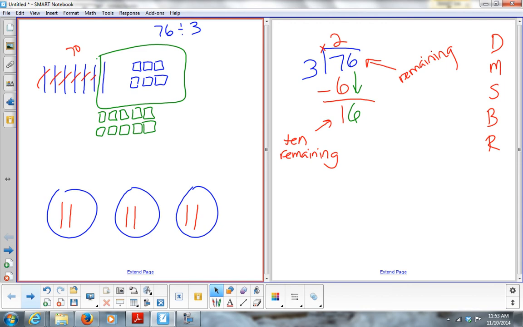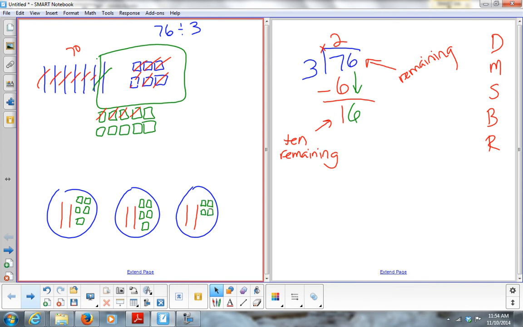Marisol, is your hand up? Okay, how can I break that 16 into the 3 groups? I could put 5 in each group. Okay, so I have 5 right there. Let's cross 5 out. 1, 2, 3, 4, 5. I'm going to have 5 in this group. 2, 3, 4, 5. Cross off another 5. 1, 2, 3, 4, 5. And 5 in this group.